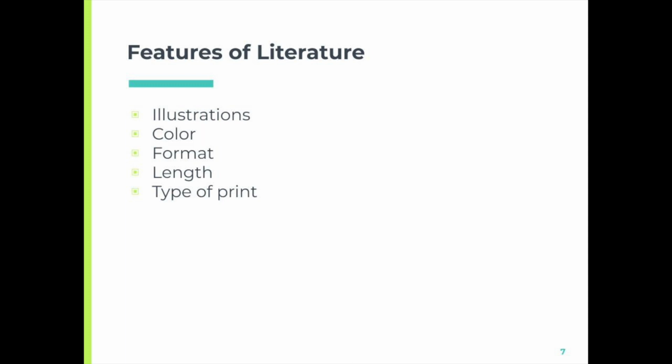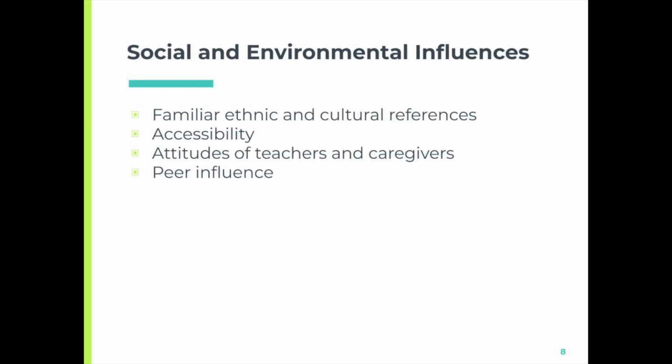The length of a book might determine interest, and even the type of print. Tiny text might appear intimidating to some children, or certain fonts might be difficult for others to read. There are other strong influences that develop in social and physical environments. So one of the reasons we advocate for greater cultural and ethnic diversity in literature is because familiar faces and customs can capture a child's interest.